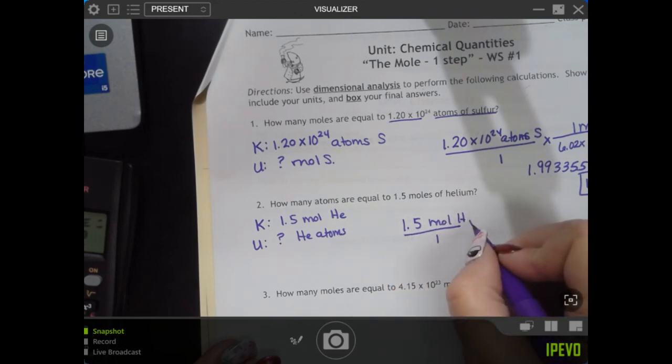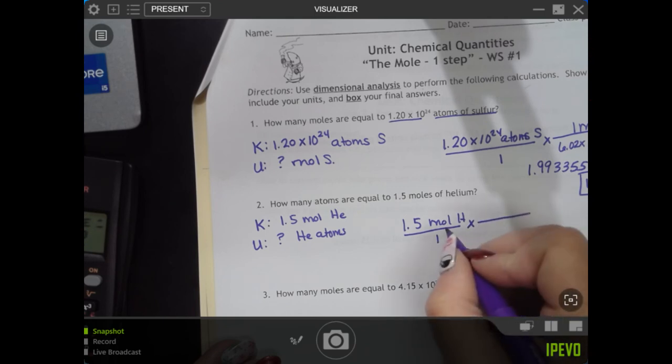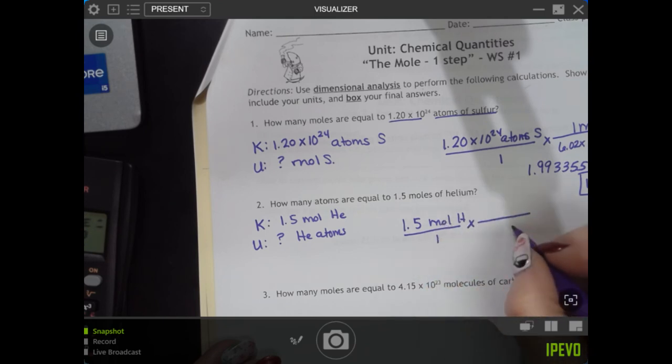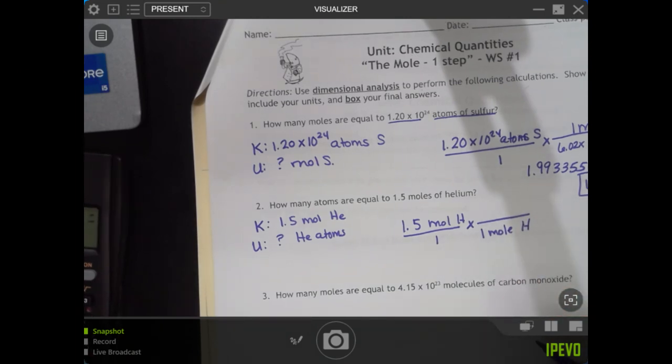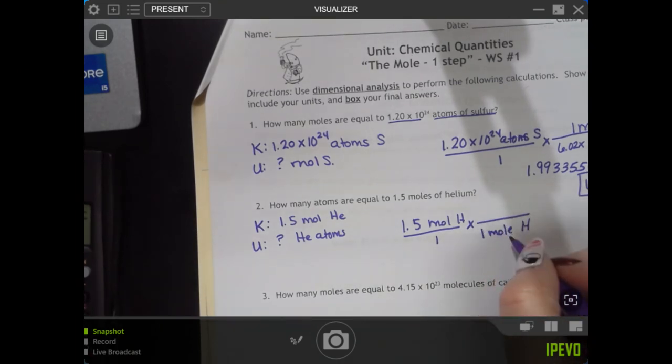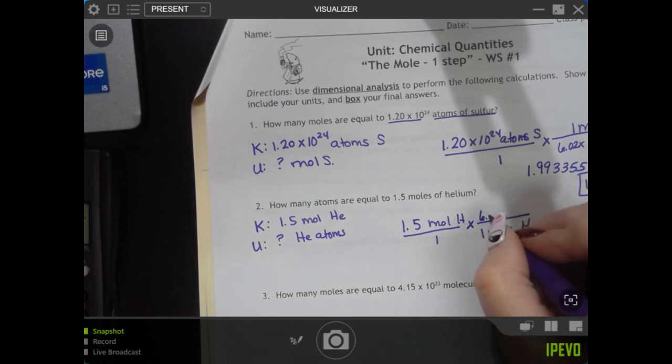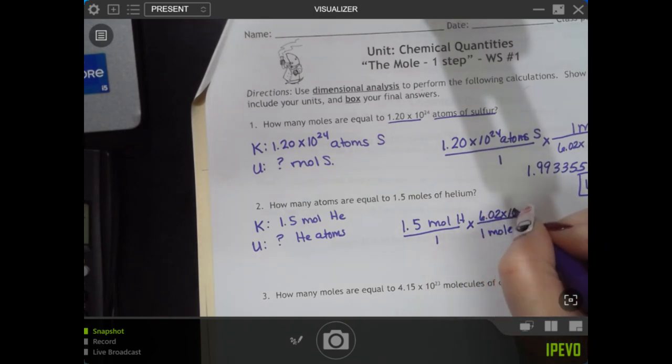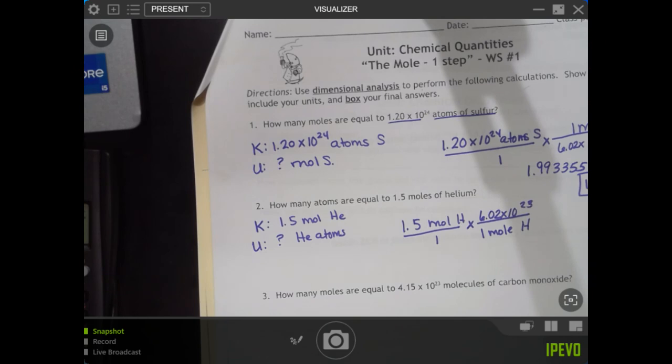Now we need our conversion factor. Since moles is on the top, moles is going to go on the bottom. When we do these kinds of calculations, mole is always 1. Eventually it will get to be something different, but right now, anytime you put down moles, it's going to be 1. And then 1 mole is equal to 6.02 times 10 to the 23rd atoms.